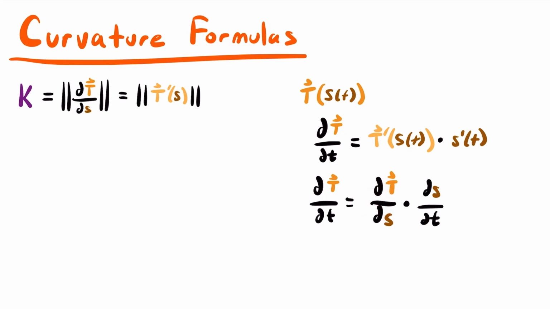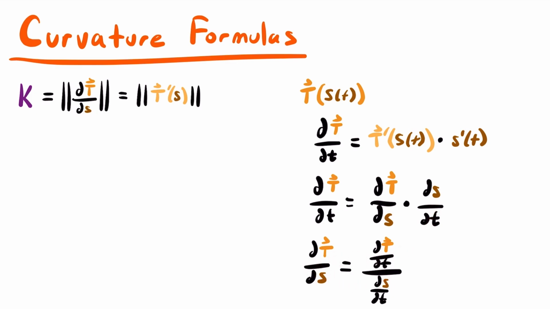All right, but now the reason I did this is because we can then solve for dT/ds, the vector that we take the magnitude of to get the curvature. All right, so if we solve for that, here's what we get. You would be dividing both sides by ds/dt, so you would get that dT/ds is equal to dT/dt divided by ds/dt. Okay, once again, I just solved for this right here by dividing both sides by ds/dt. And so this is what we get.